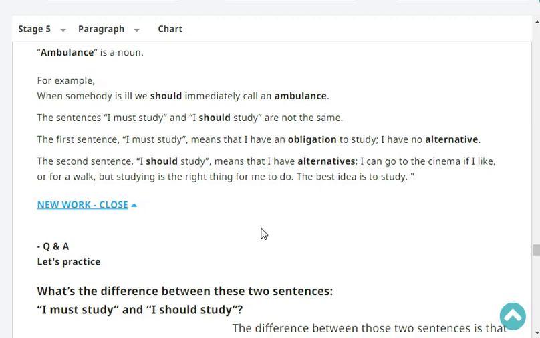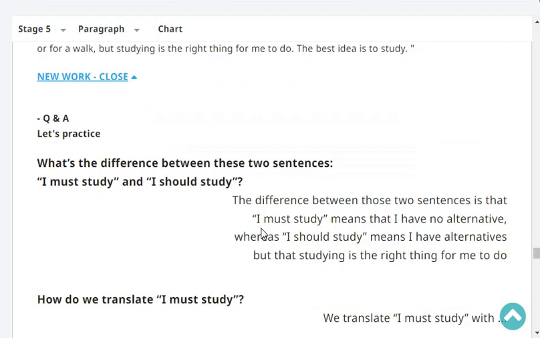The first sentence, I must study, means that I have an obligation to study. I have no alternative. The second sentence, I should study, means that I have alternatives. I can go to the cinema if I like, or for a walk at the park. But studying is the right thing for me to do. It means the best idea is to study. I should study.